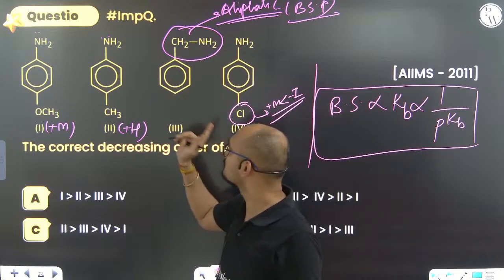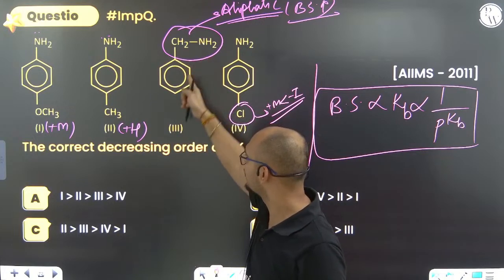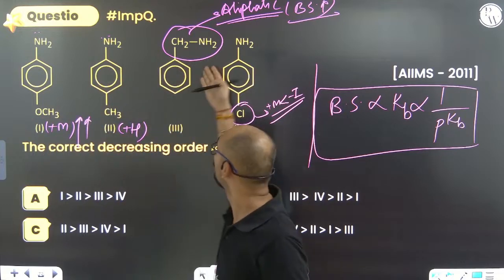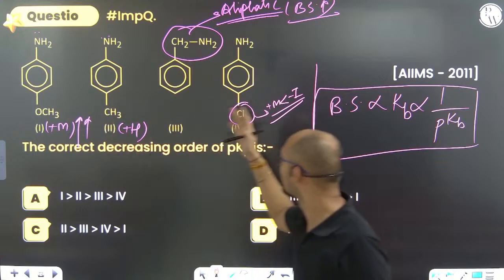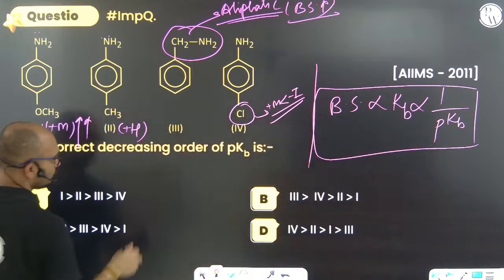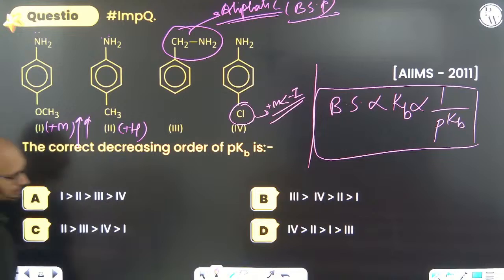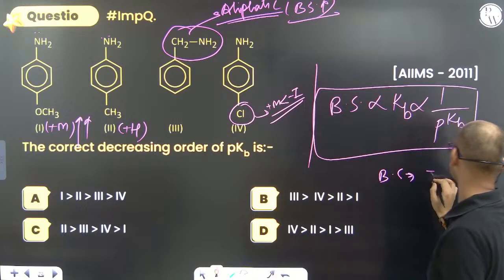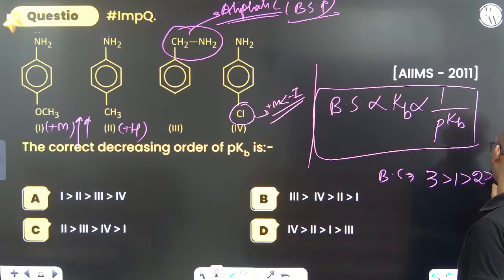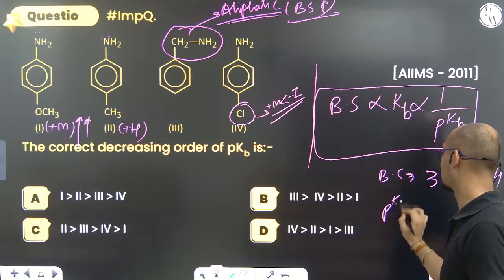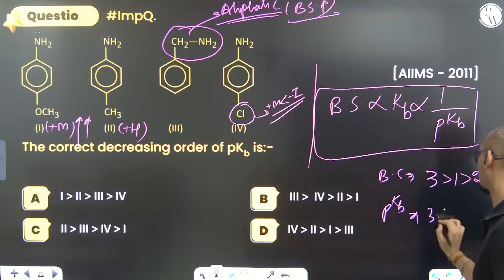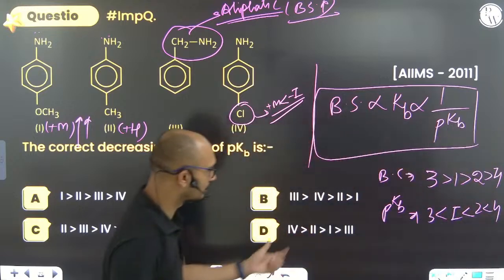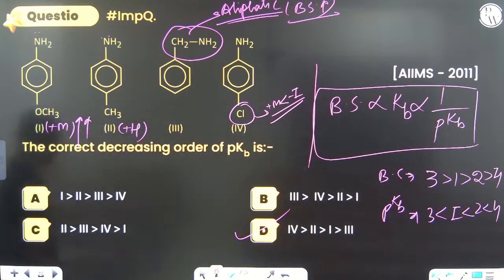So chalo think about it, maximum basic strength will be third, so 3 is more than 1 here because plus m effect, maximum increment will be there। so 3 is more than 1, then 2, then last में 4, 3 1 2 4 is the basic strength। so pkb will be just opposite, 3 less than 1 less than 2 less than 4, so 4 will be maximum, 4 2 1 3, option D is the correct option। it's a very good question, right?